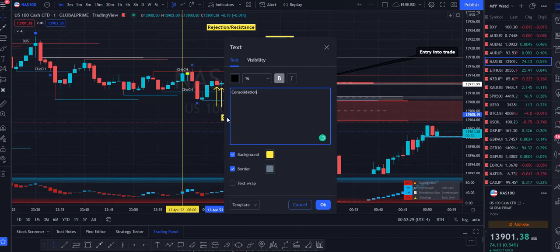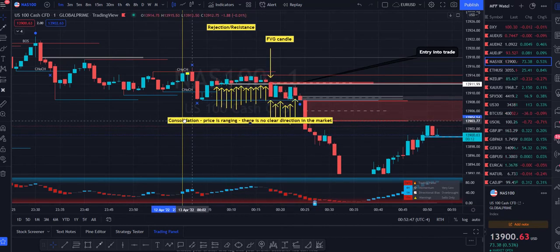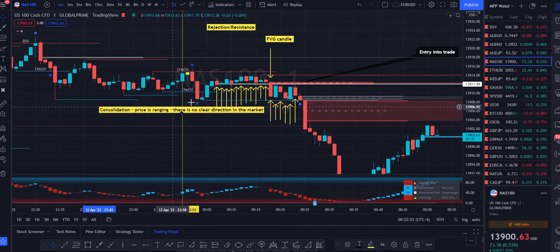And that basically means that price is ranging, or there is no clear direction in the market. So these are the areas that you want to stay out of. You don't want to trade in this consolidation right here. But the one thing that we do know is that this is lining up for a move.